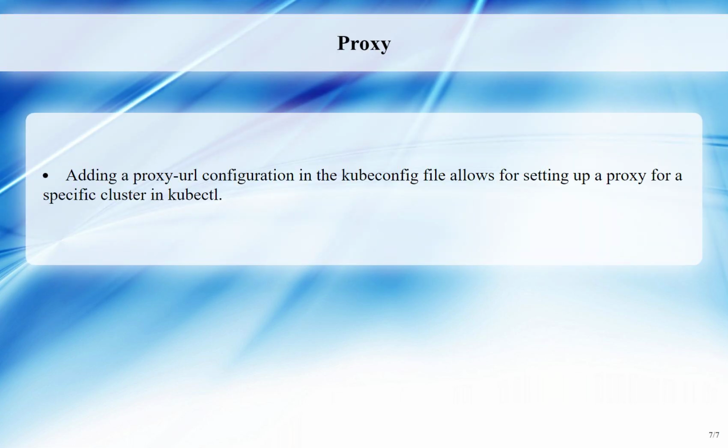To set up a proxy for a specific cluster in kubectl, add the proxy URL configuration in the kubeconfig file for that cluster.